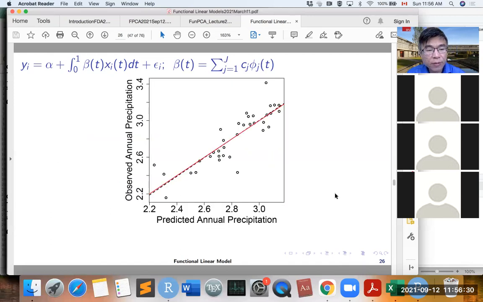So this is how the prediction looks. The x-axis is the predicted annual precipitation. The y-axis is the observed annual precipitation. This red line is y equal to x, and most points are around this line, which means the prediction is pretty good. They are not exactly on the line, so we don't have an overfitting problem.